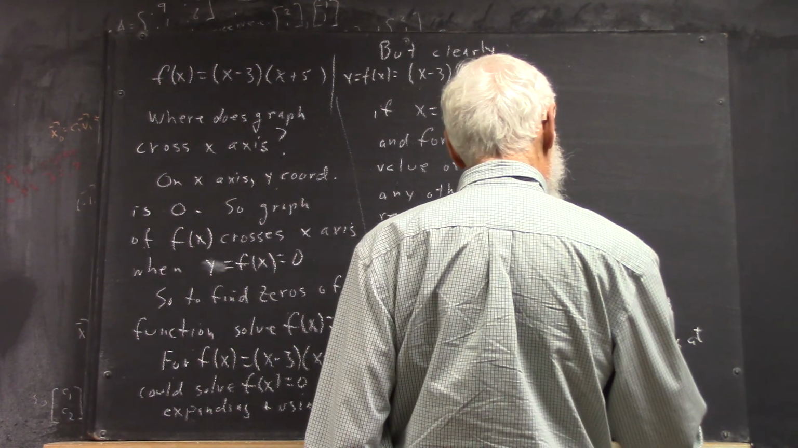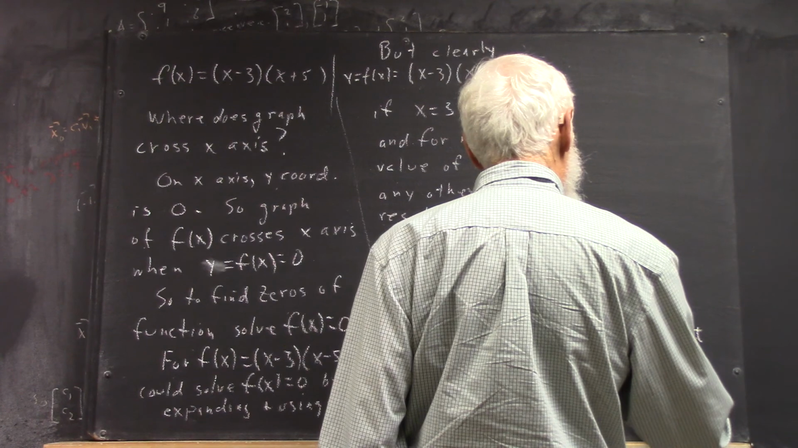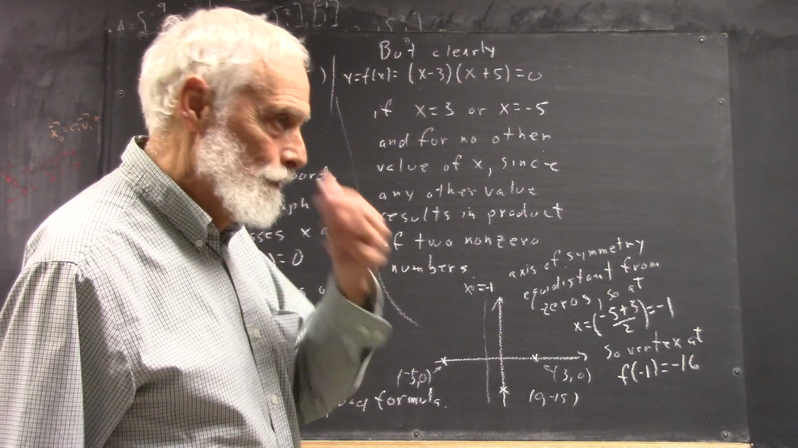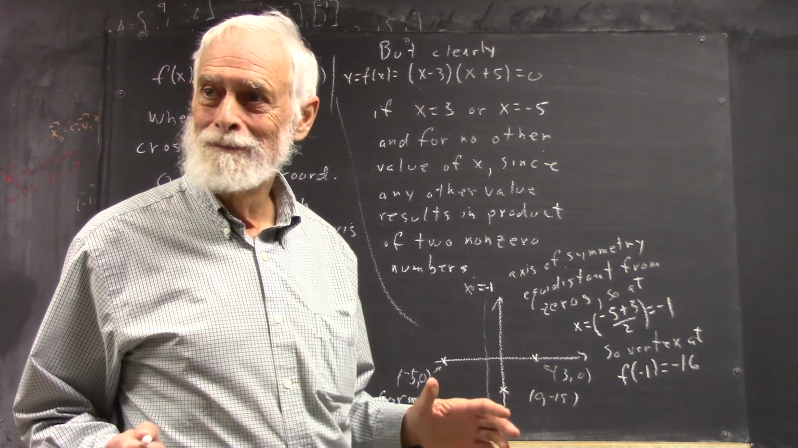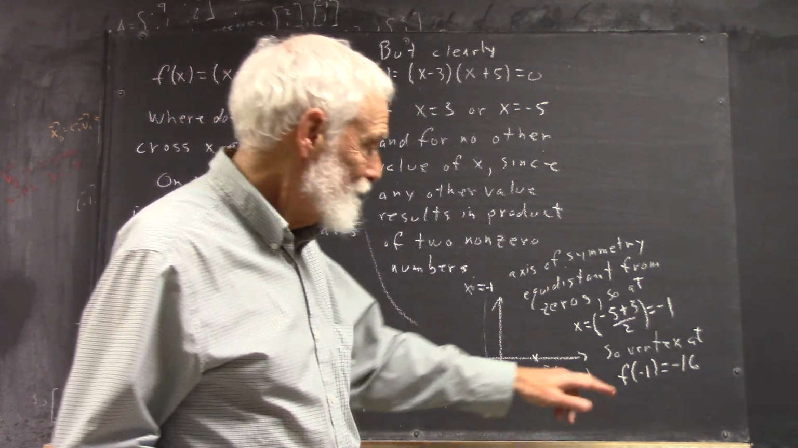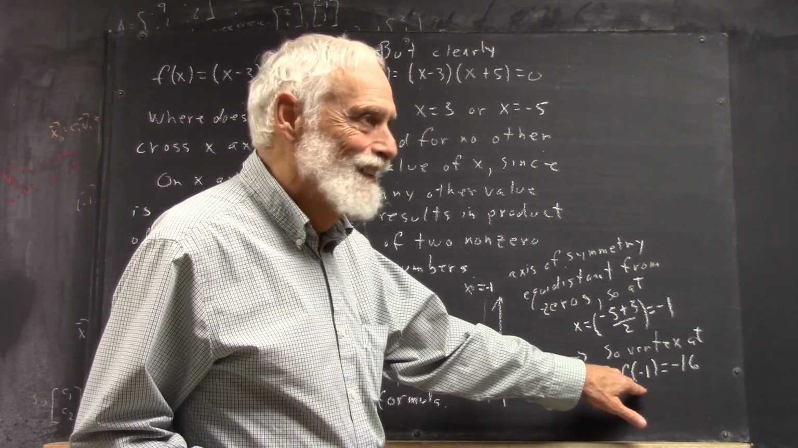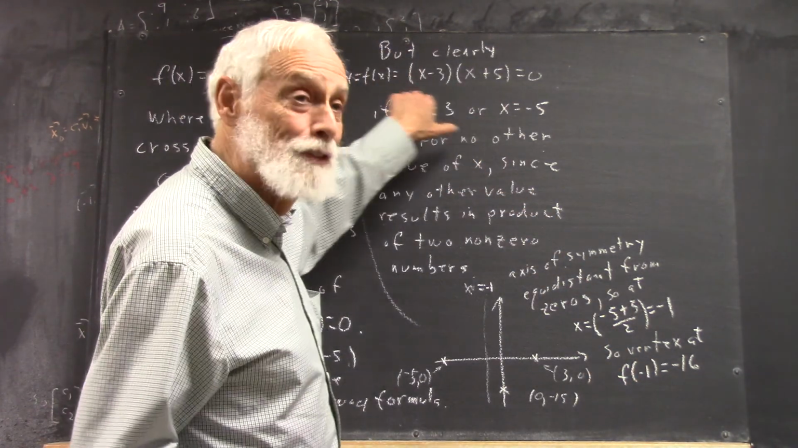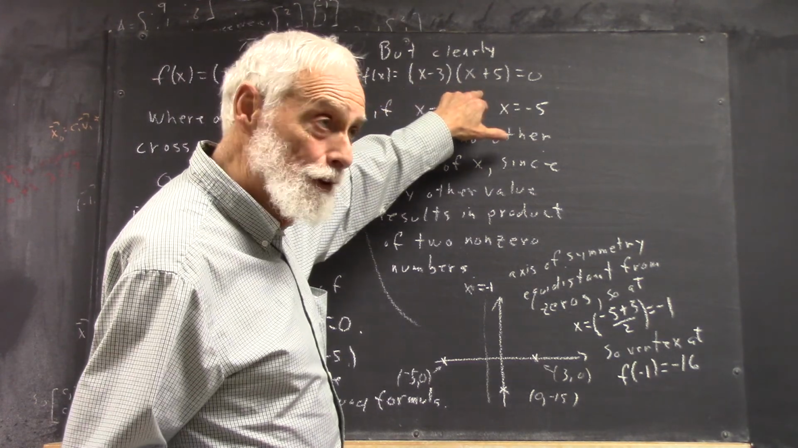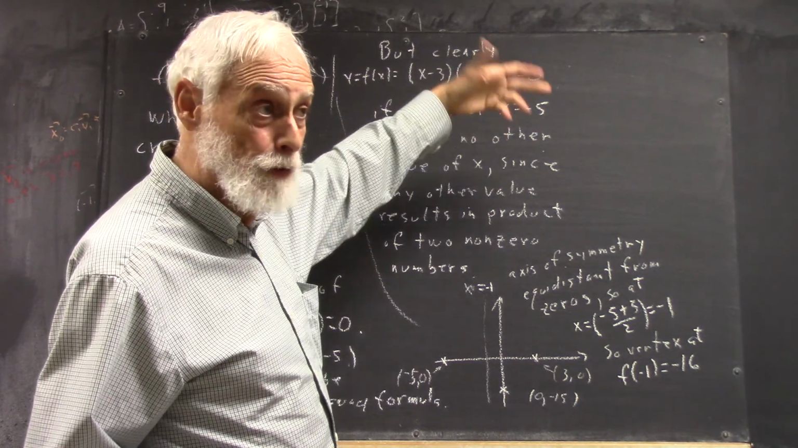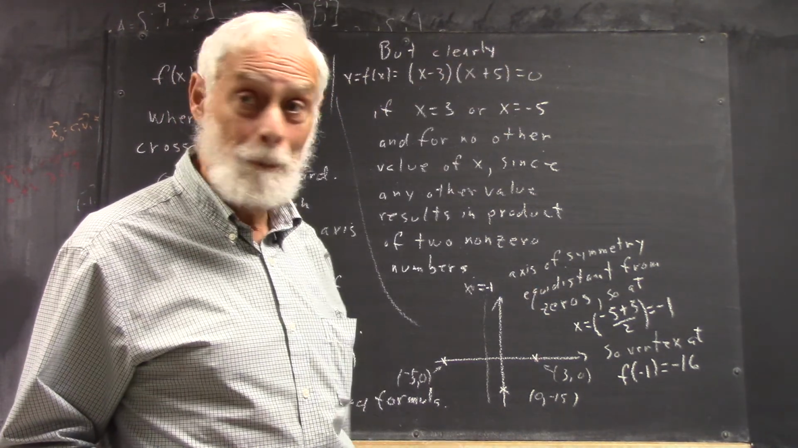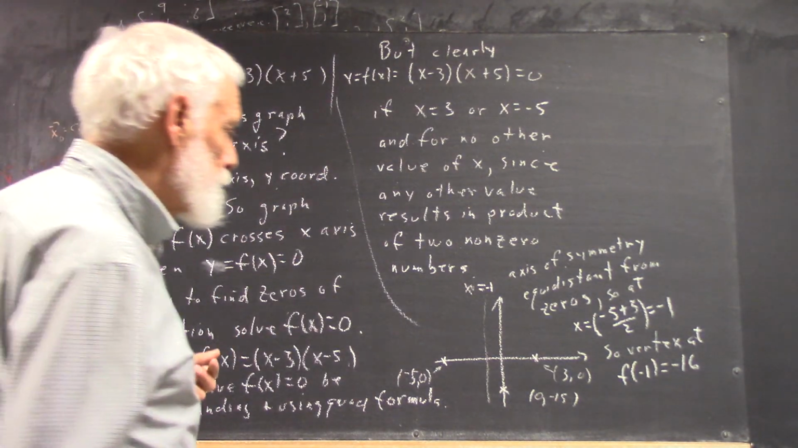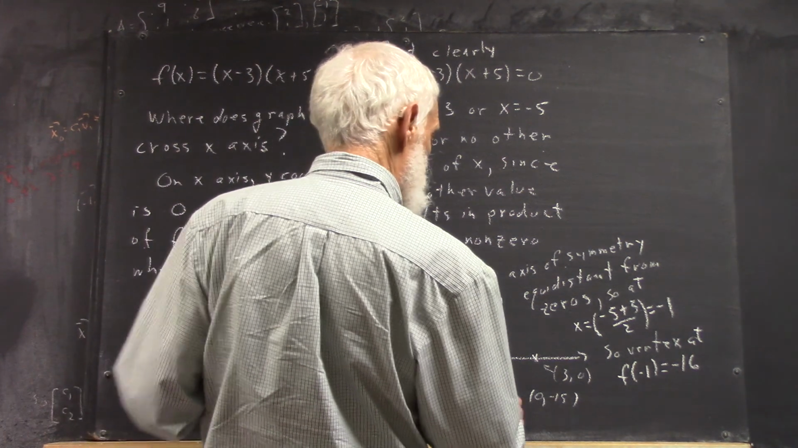Now, I'm just gonna say the vertex is then at f of -1, which is -16, hoping that you understand that to get to -16, we plugged the -1 into f of x, which gave us -1 minus 3, -1 plus 5, -4 times 4, which is -16. Okay? So now we have the point -1, -16.